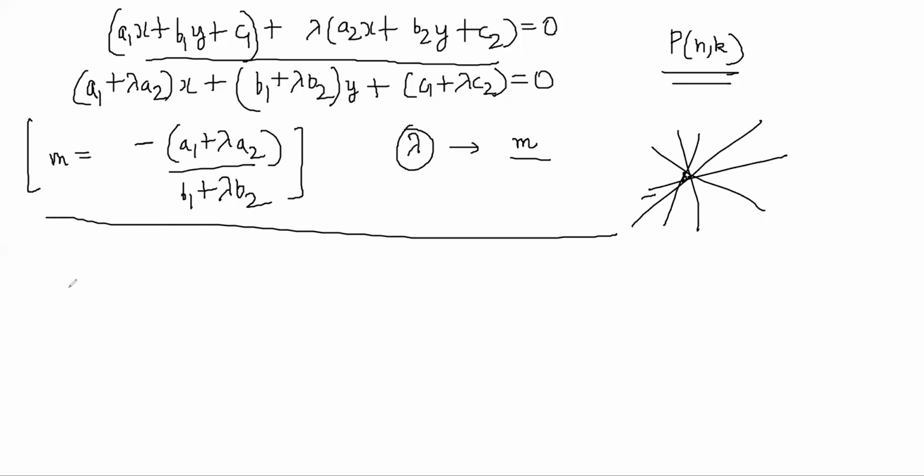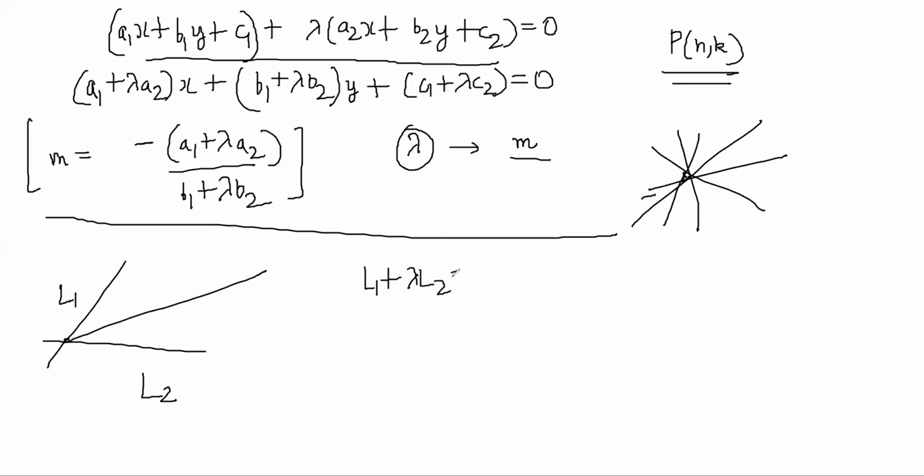So for example, anytime you have to write a line through this in terms of L1 and L2, two different lines, right? So you can always write it like L1 plus lambda L2 is equal to 0. Okay. So this will be useful to us in cases like this, in a triangle, suppose.